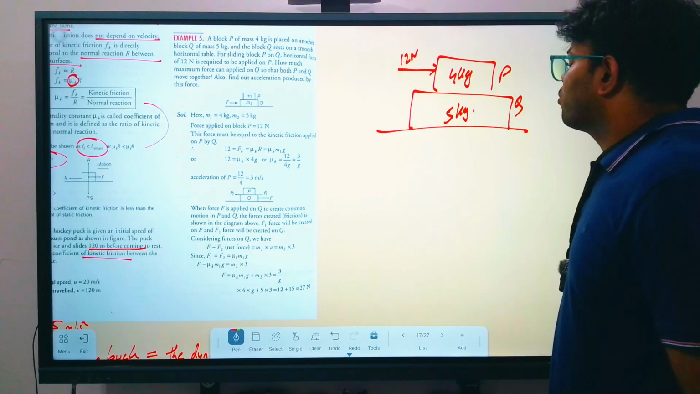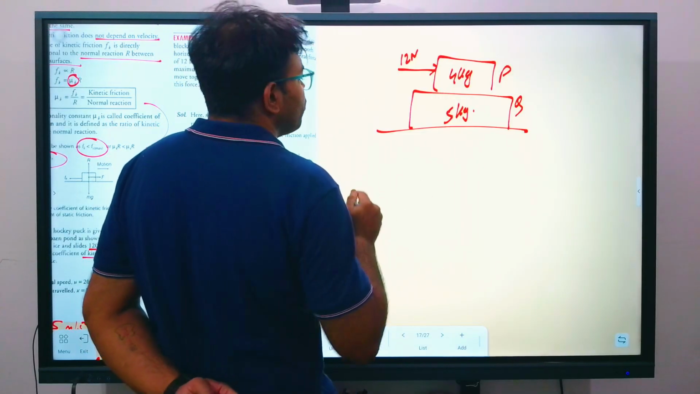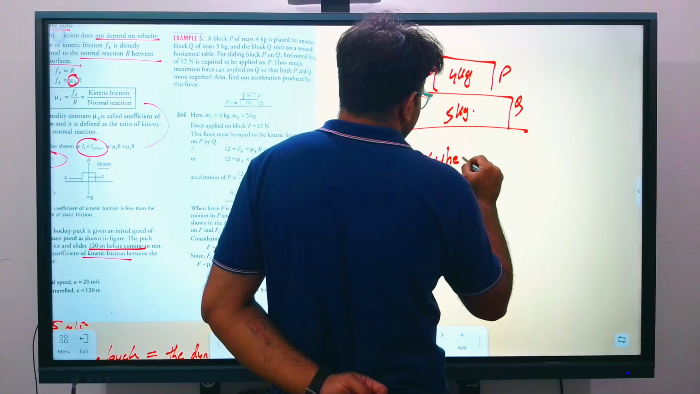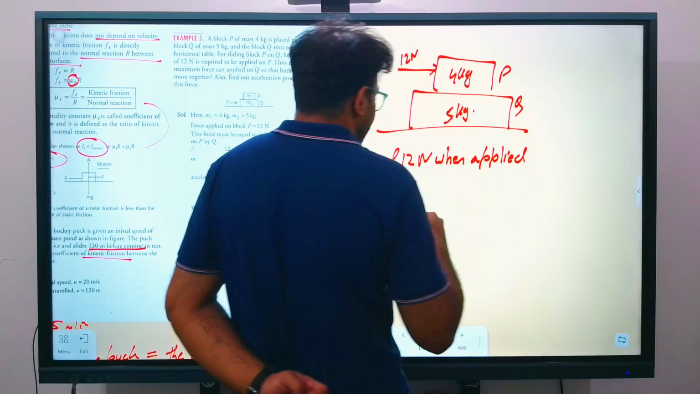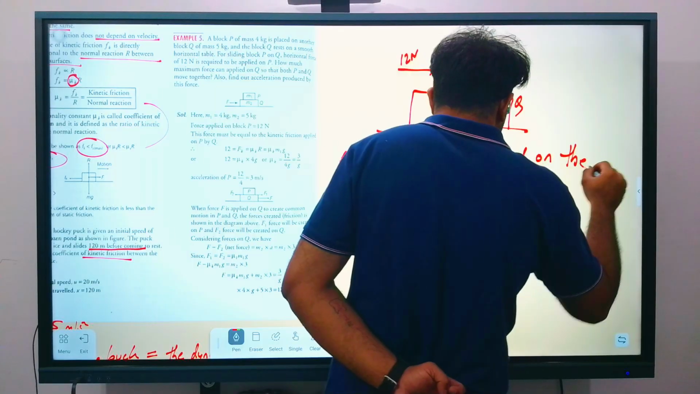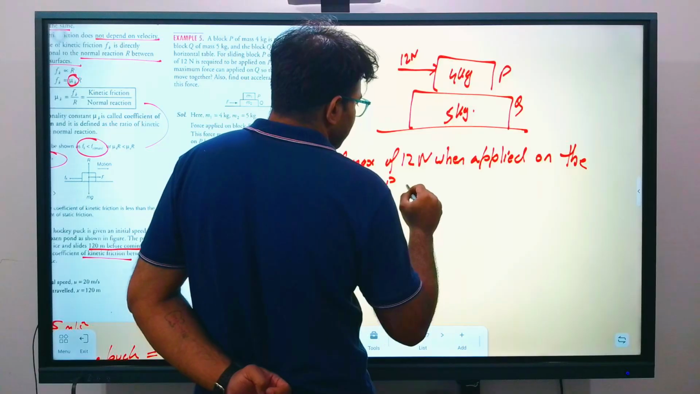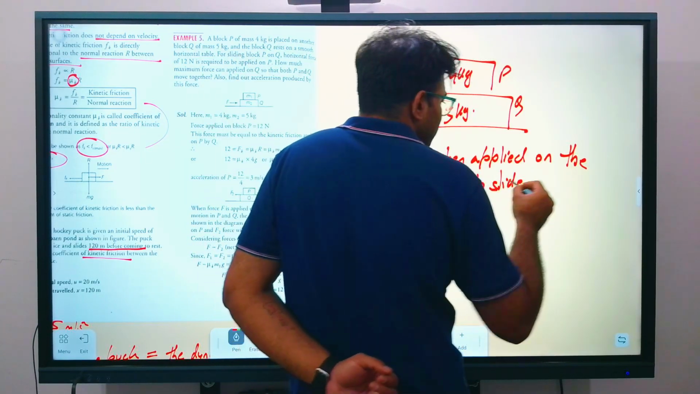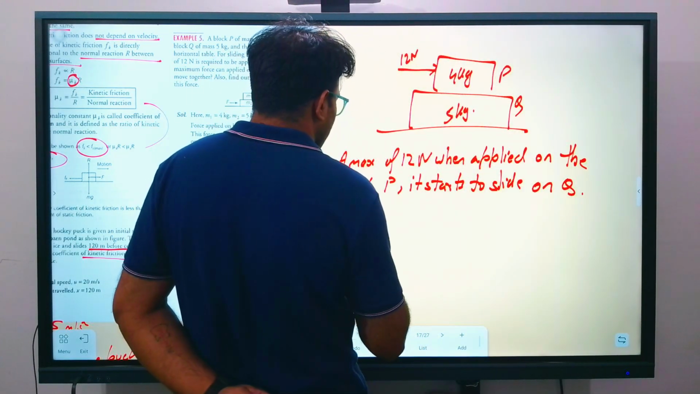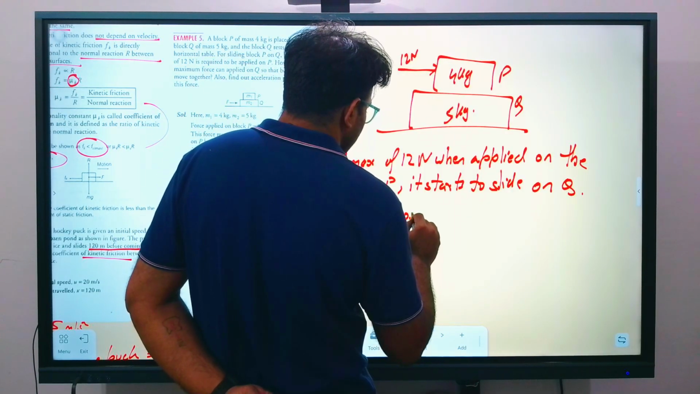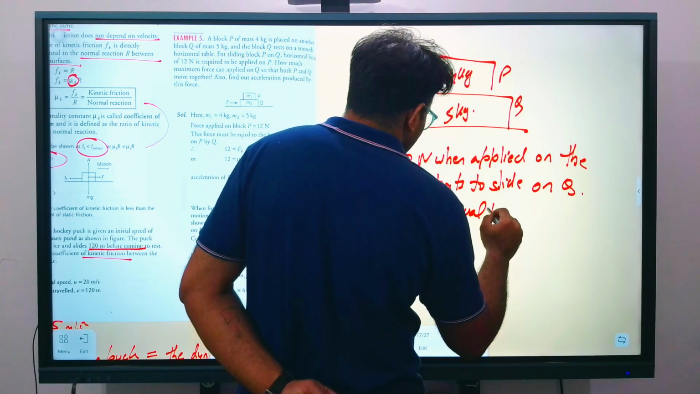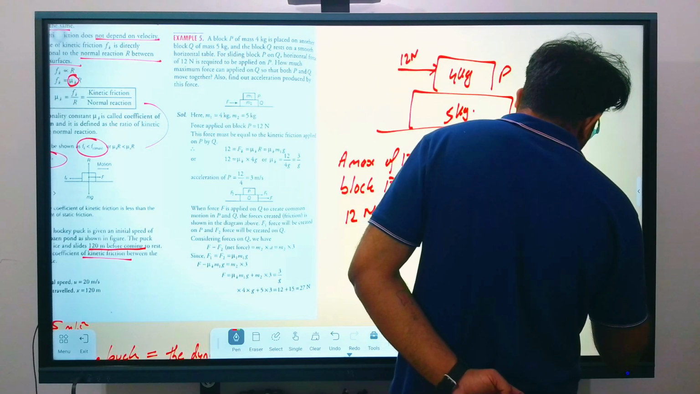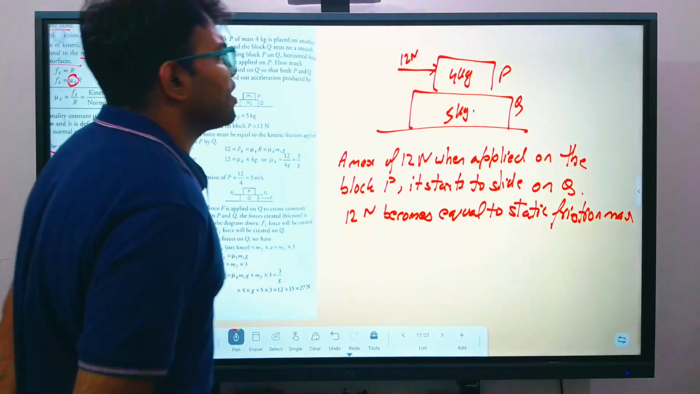One second. They're saying that a maximum of 12 newtons, when applied on the block P, starts to slide it on Q. So 12 newtons becomes equal to the maximum static friction.